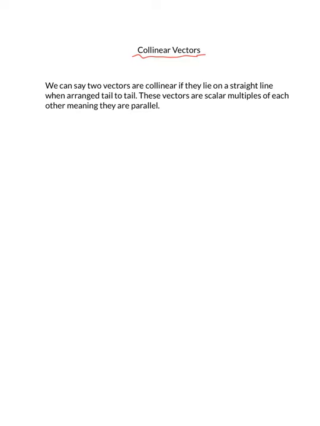To begin this note, I just wanted to remind you that when you multiply a scalar, or just a number or a value, by a vector, you get a vector. I'm just going to begin by going through the definition of a collinear vector. So we can say that two vectors are collinear if they lie on a straight line when arranged tail to tail. These vectors are scalar multiples of each other, meaning that they are parallel.